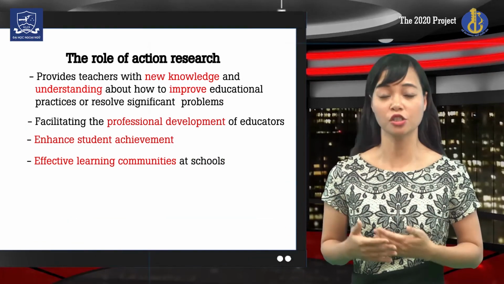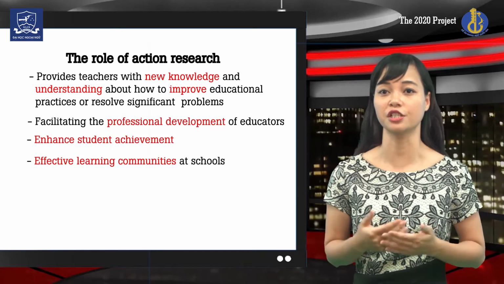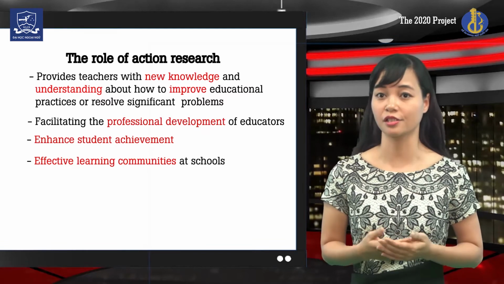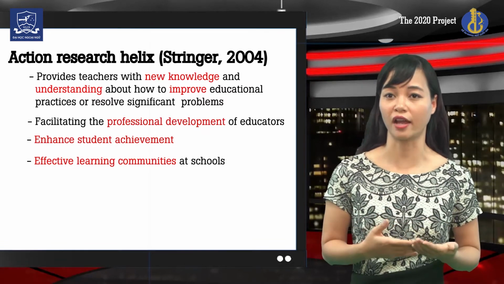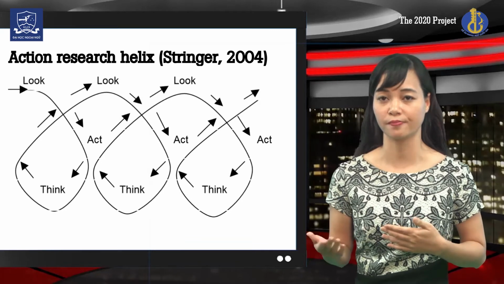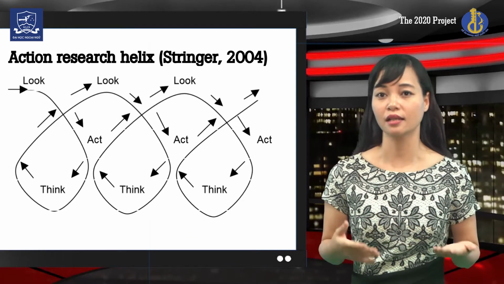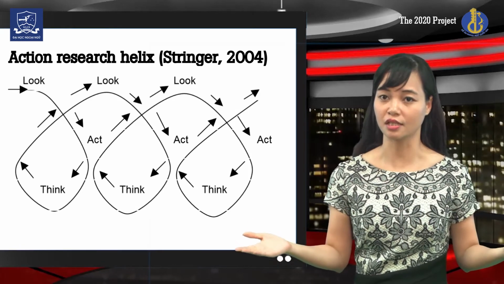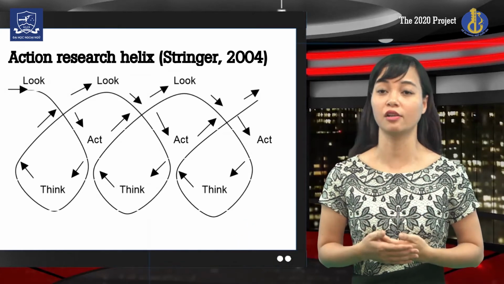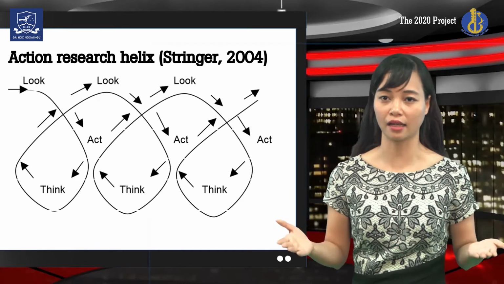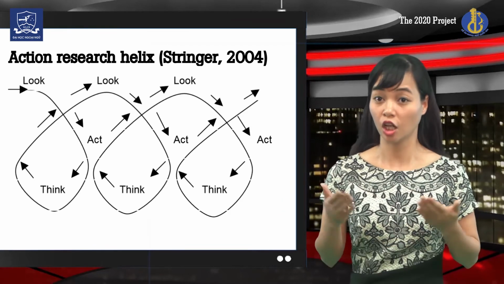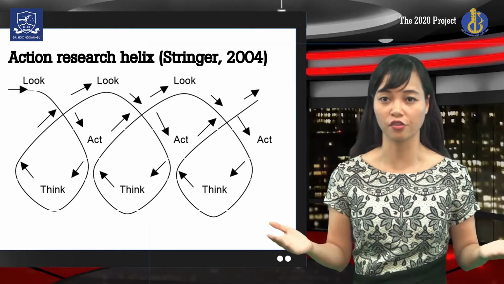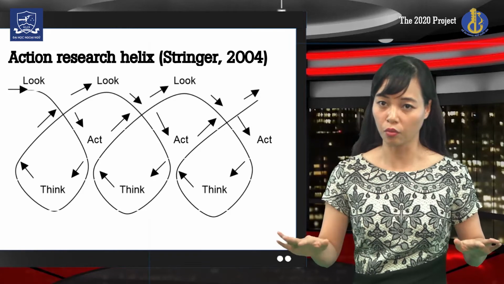Many guidelines and models of action research are available to teachers wishing to engage in this research methodology. For instance, action research has been described as a spiraling process, as a research cycle, and as a helix. In this mini lecture, we would like to introduce the action research helix by Stringer, commonly referred to as the look, act, think model.